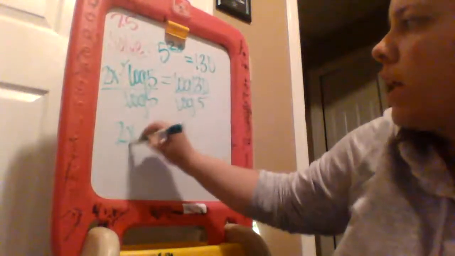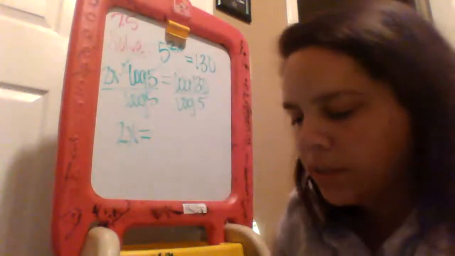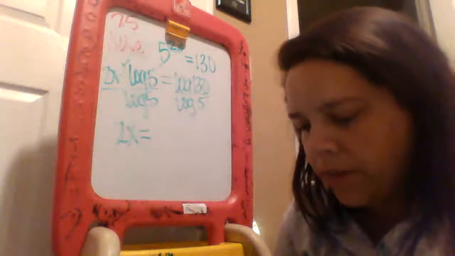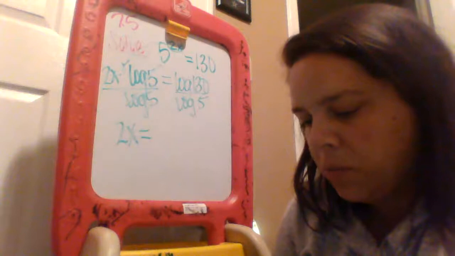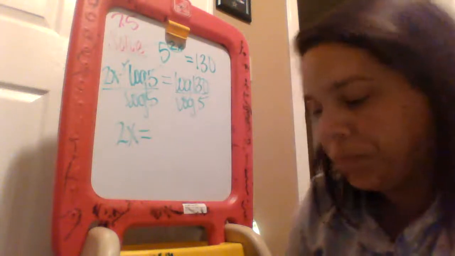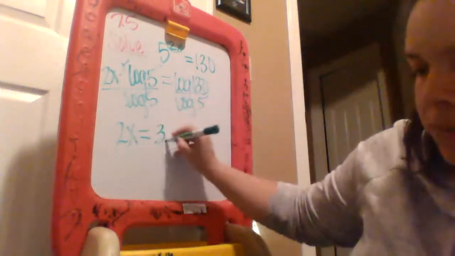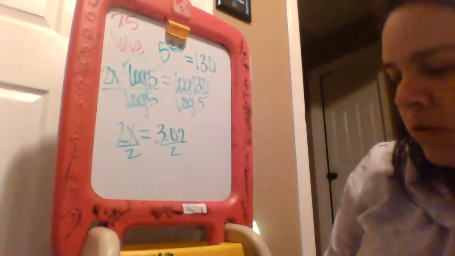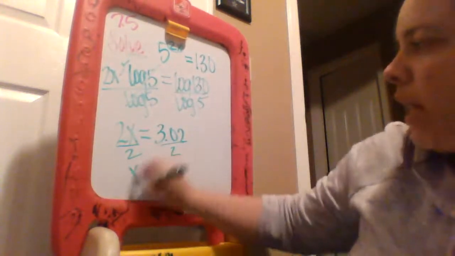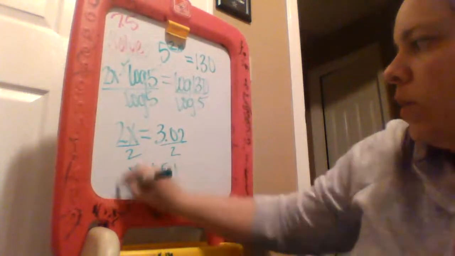So that's 2x equals. And if you were to check some of these in the back of the book, they'll round them out to 4 decimal places, which just helps make it a little bit more accurate when you check it. So I got 3.02 divided by 2. And I got x equals 1.51.